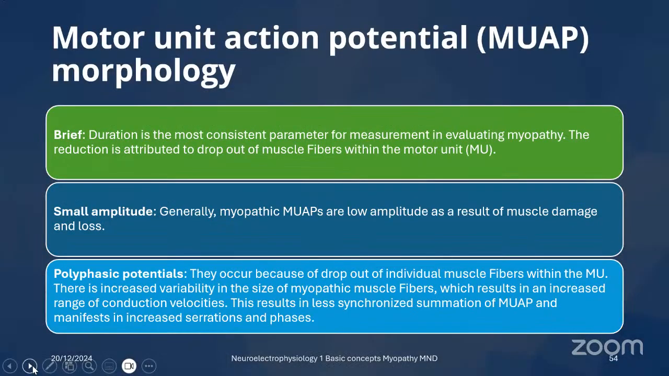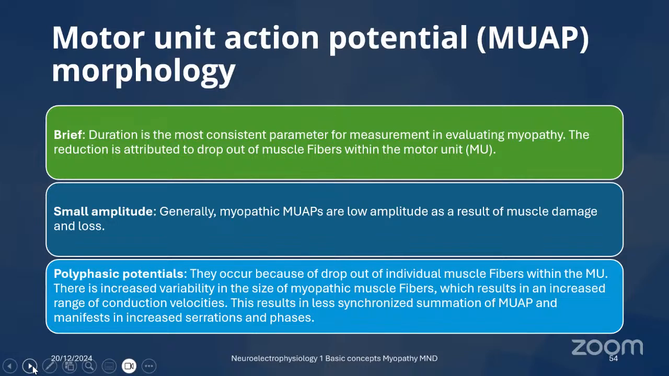So, what is the morphology of MUAP in case of myopathy? The duration is the most consistent parameter for measurement in evaluating myopathy. The reduction is attributed to dropout of muscle fibers within the motor unit. In one go, what you should say is MUAP is low amplitude, maybe polyphasic with increased interference pattern.